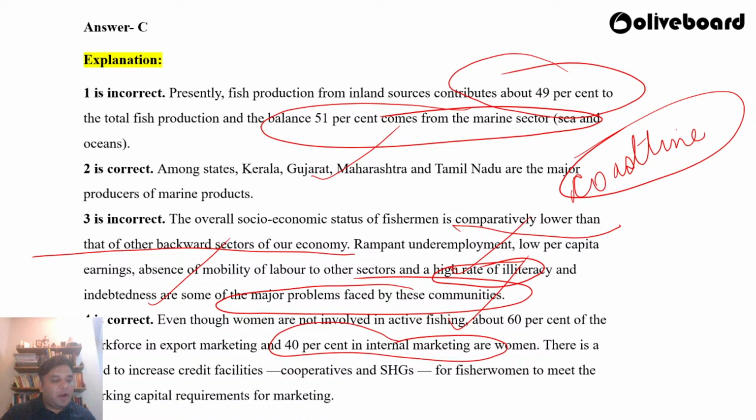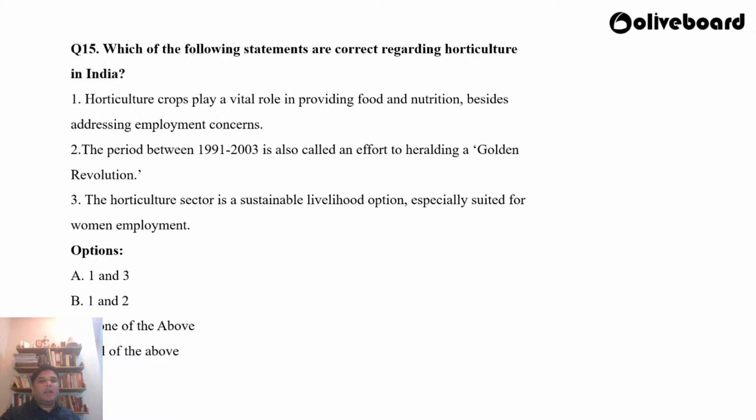So, moving on to the last question of the day. Which of the following statements are correct regarding horticulture in India?